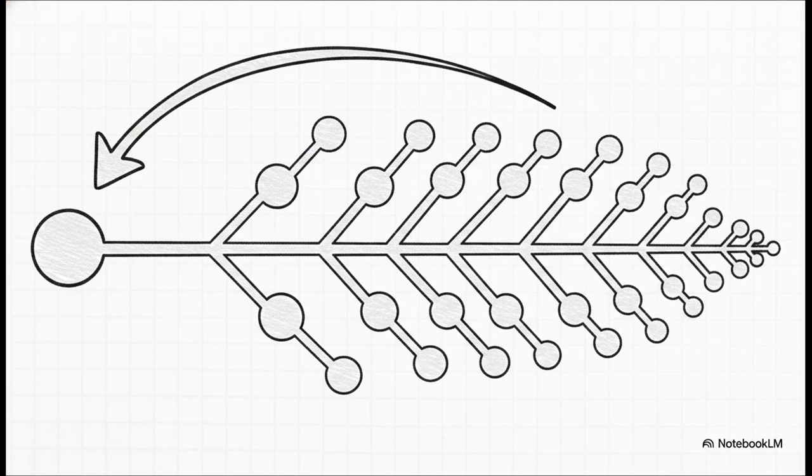Well, dynamic games have sequential moves. I go, then you go. Because of that, we map them out visually as branching trees, which is called the extensive form. And to solve them, we use a really clever trick called backward induction.